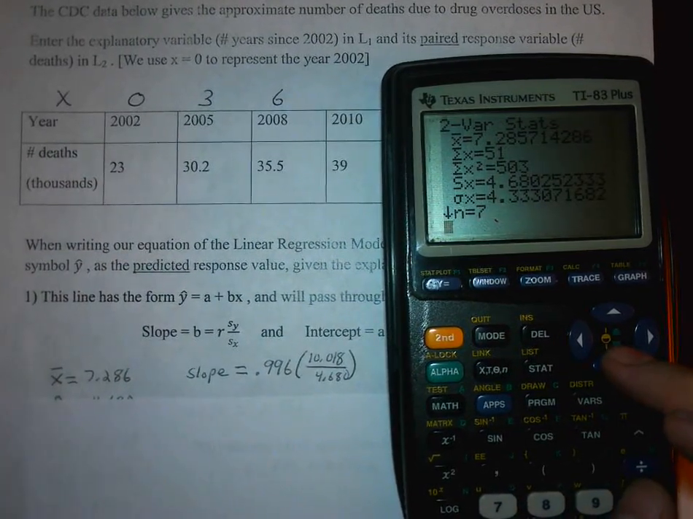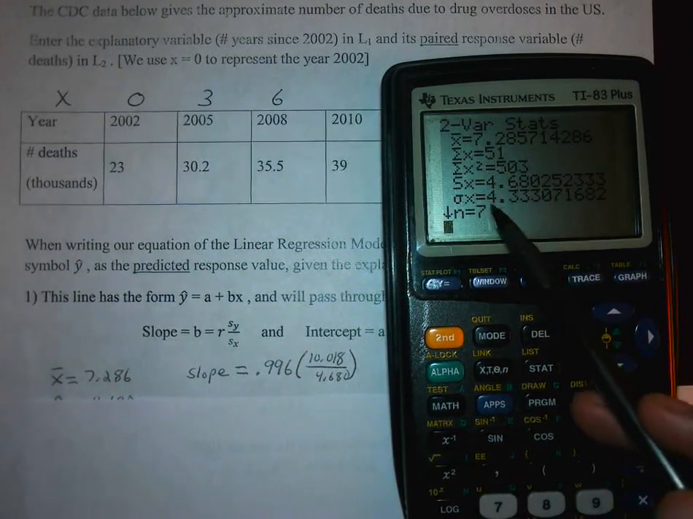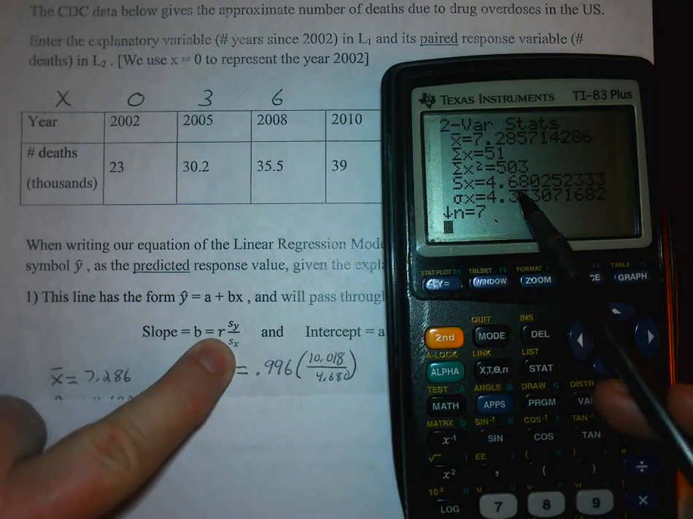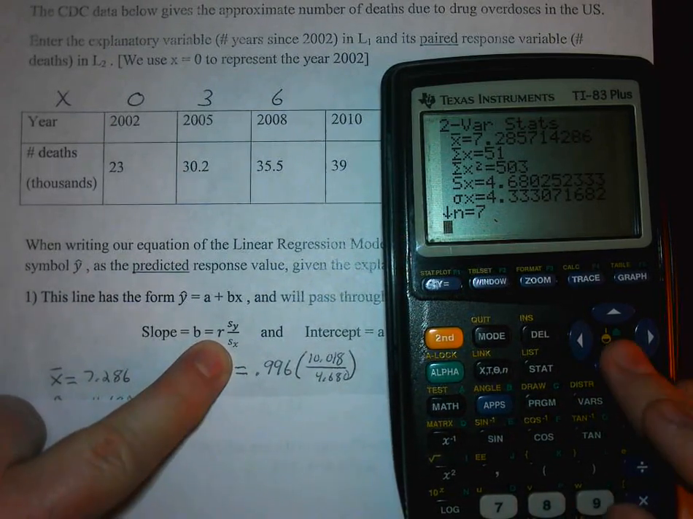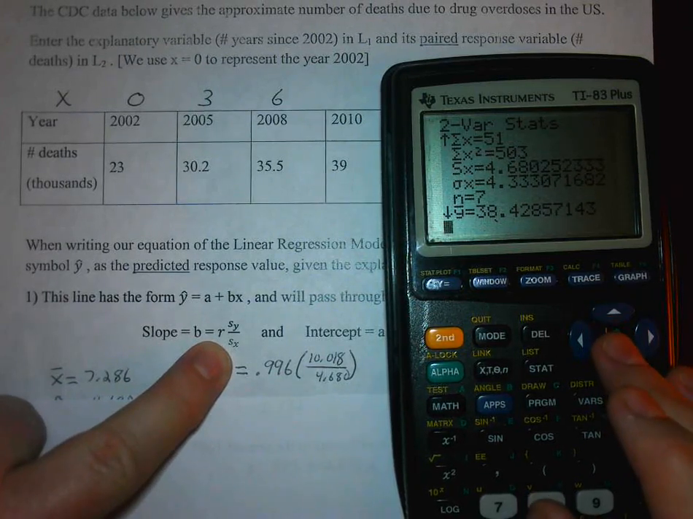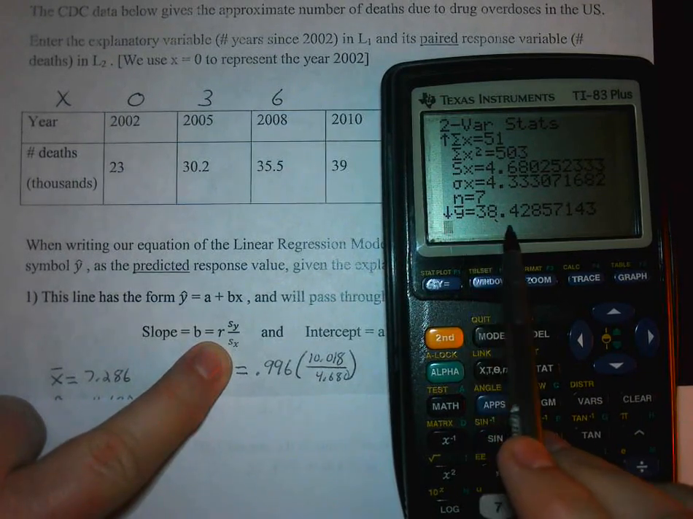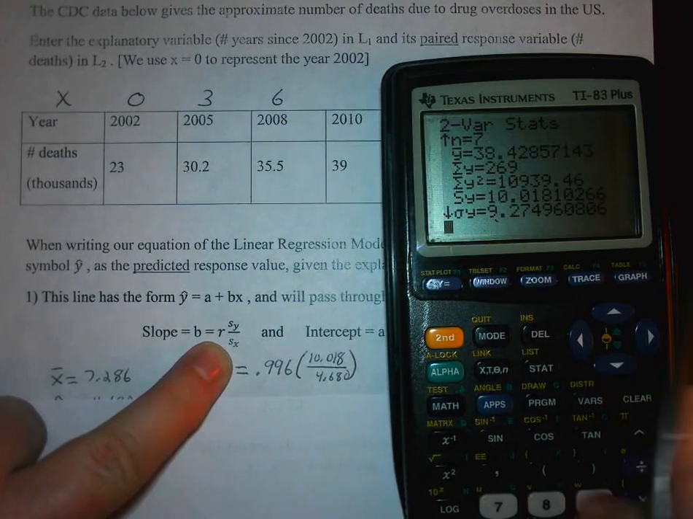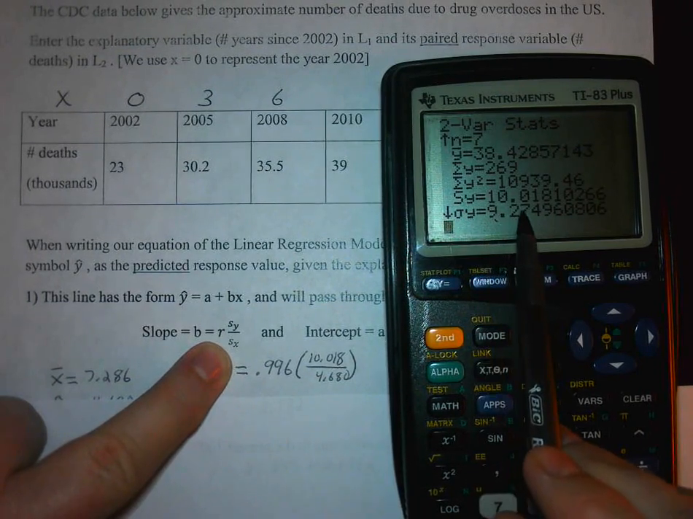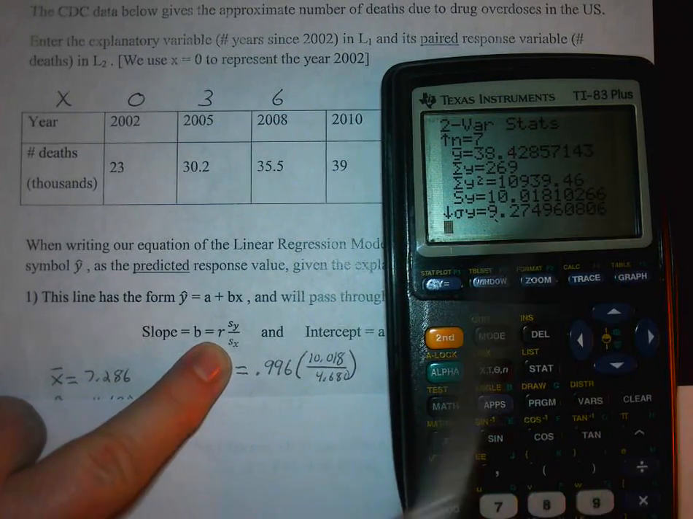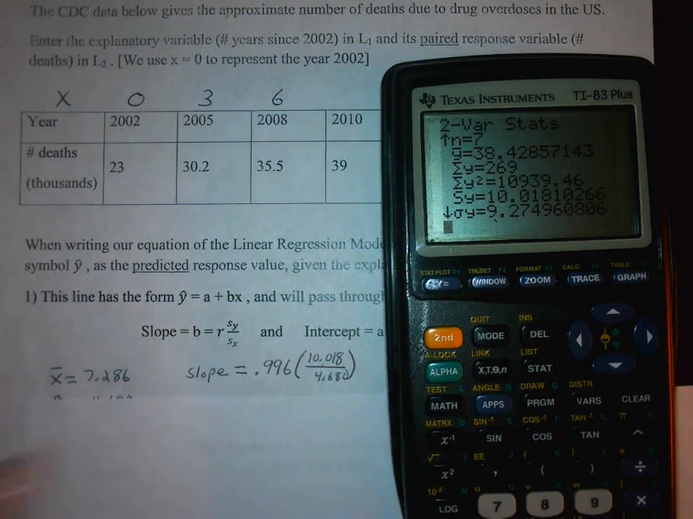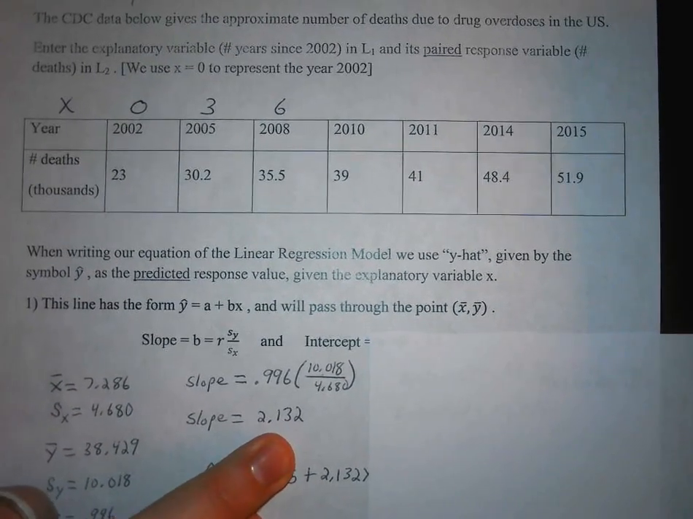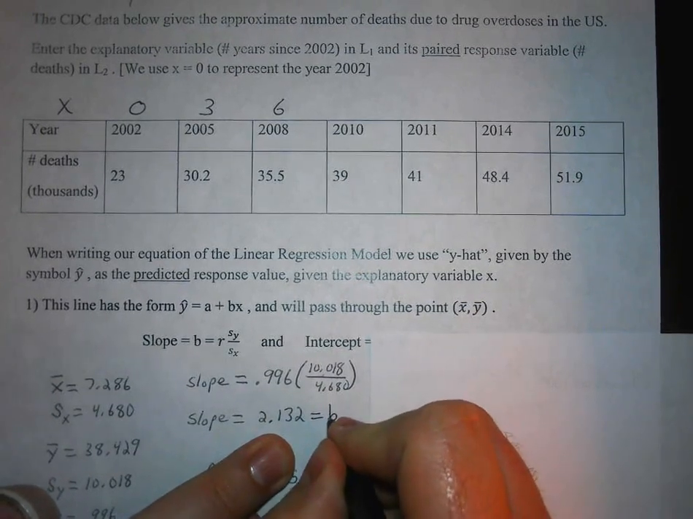You notice here it gives us x bar, our sample mean, and Sx, our sample standard deviation, which is what we need in our formula. The standard deviation of the x's is 4.680, so I'll put that in the denominator. If I scroll down, it also gives me y bar. y bar is 38.4, so the average number of deaths was 38,400. As I scroll down more, it gives me Sy, the standard deviation of the y's, 10.018. That's what I'll put in the numerator. Do those calculations, and we end up with a slope of 2.132. So the b value is 2.132.